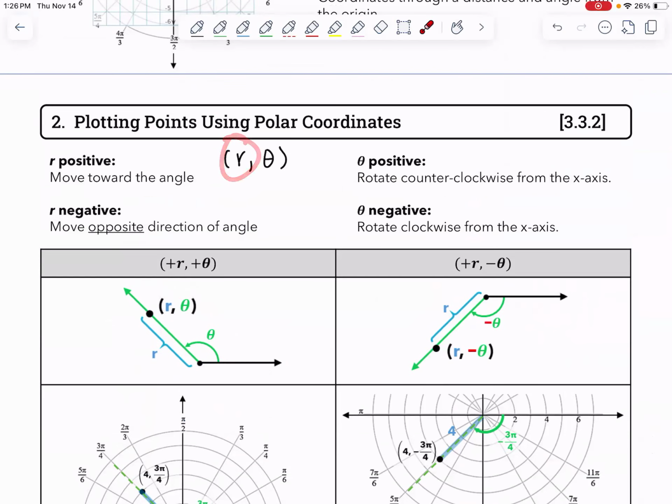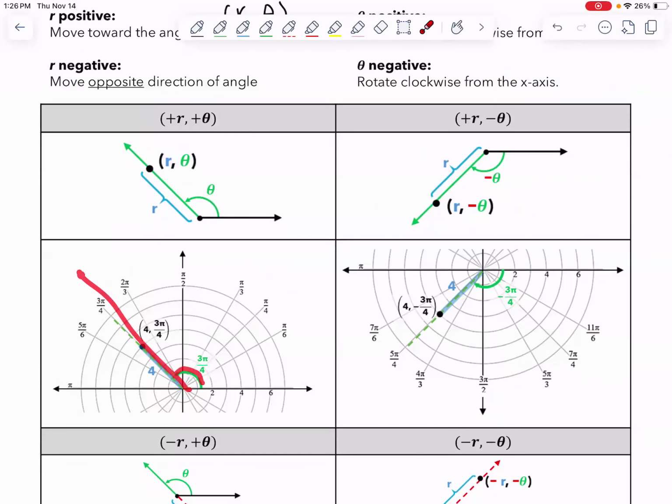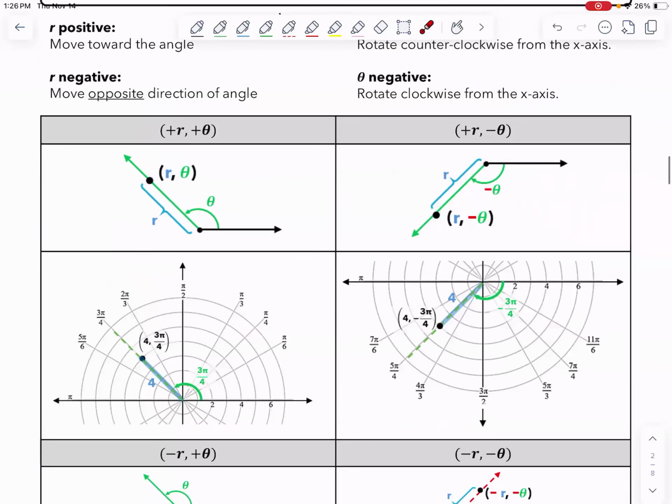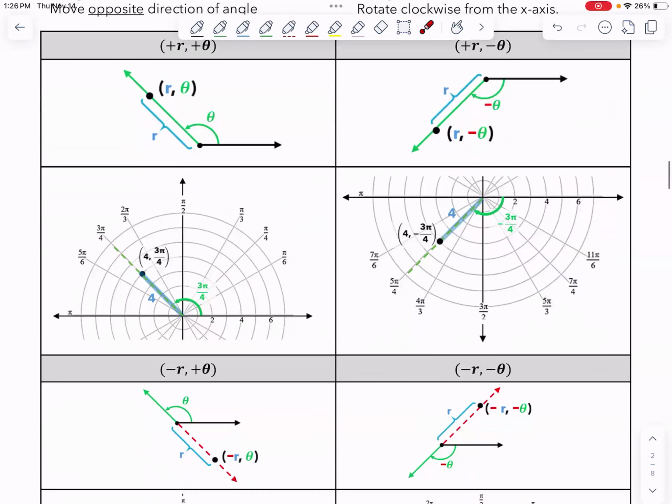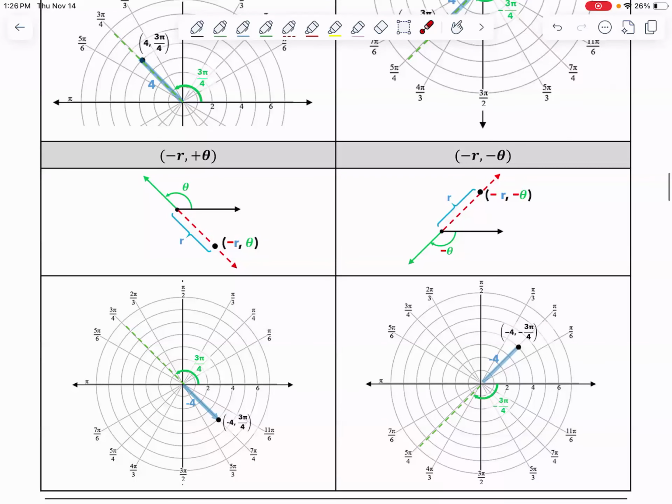The r value is where it gets a little funny. So we can draw an angle, we can draw the terminal side. And here's what happens. If your r value is positive, then you move outward on the terminal side. Here's the terminal side. We're moving outward on it. However, your r value could be negative instead of positive. And if your r value is negative, you would draw your terminal side, right? But instead of moving outward on the terminal side, you move in the exact opposite direction of the terminal side, and that's how you plot a point.